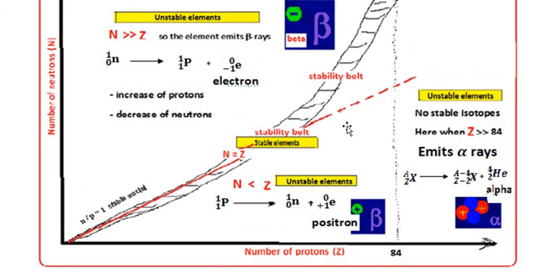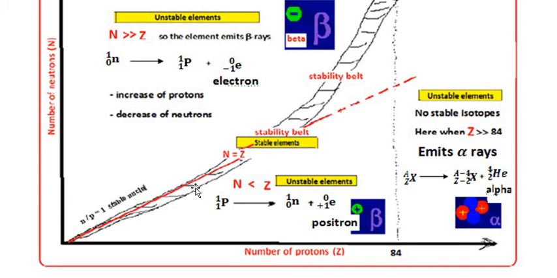The elements of the periodic table are classified into many types. When counting the number of protons and number of neutrons for each element, then drawing a graph between the number of protons and the number of neutrons, we found that if the number of protons and neutrons are the same, that is represented on this line, the element is stable and doesn't radiate any type of radiation.